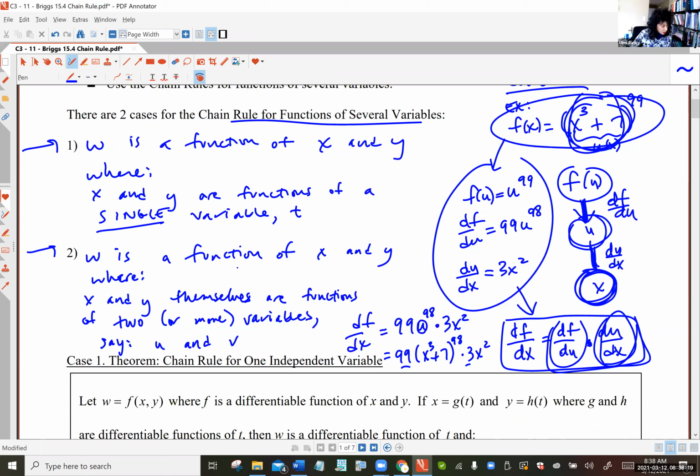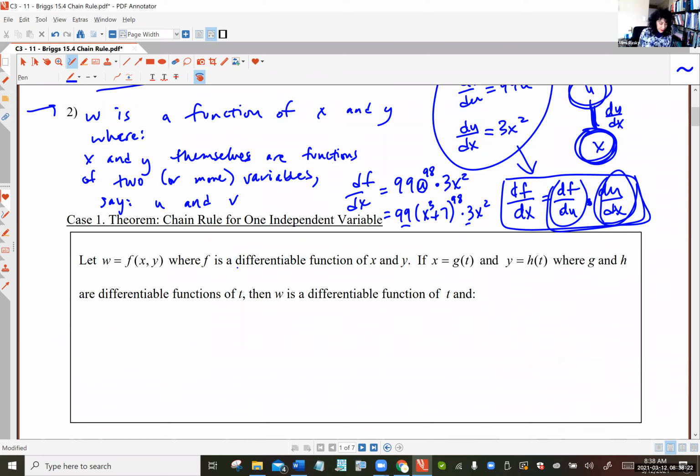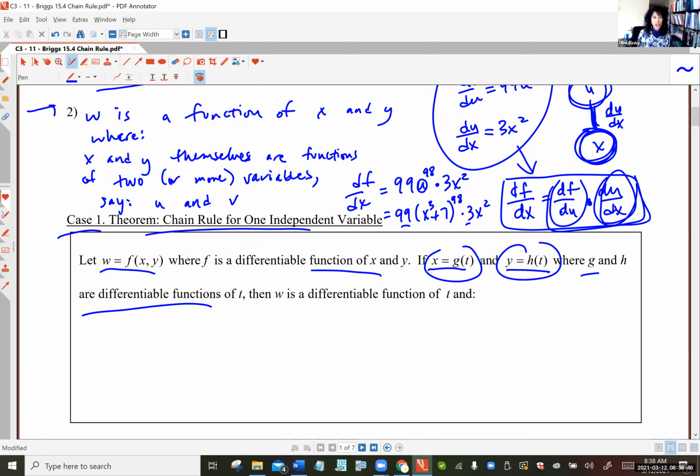So we're going to start with case one. This is where the chain rule has one independent variable. So you have W, and W is a function of X and Y, a differentiable function of X and Y. That's key. Now, if X and Y are themselves functions of a single variable T, so X looks like G of T and Y looks like H of T, where G and H are also differentiable functions of T, then you can say that W is a function of T. So you sort of have a transitive property going on here.